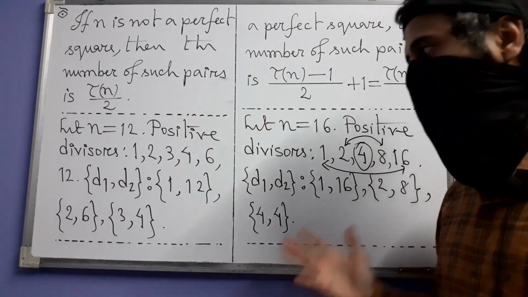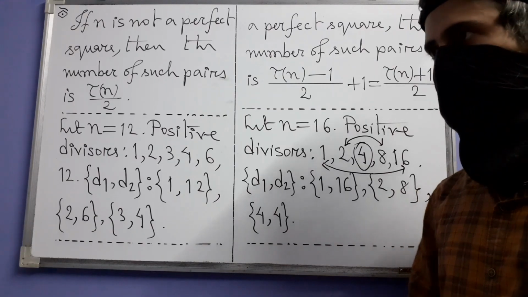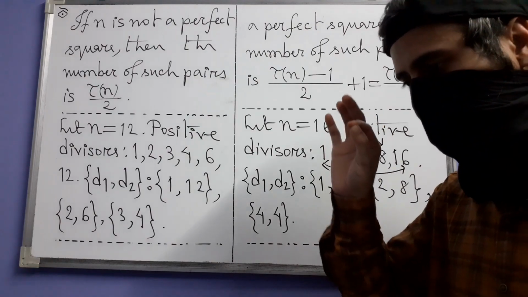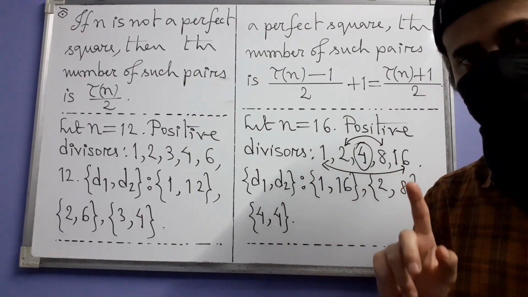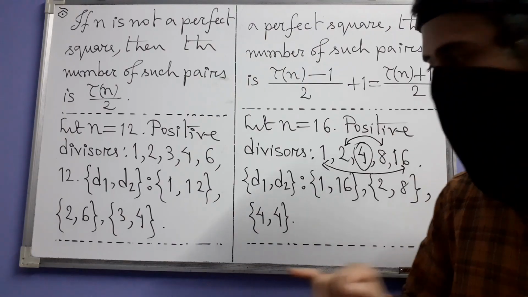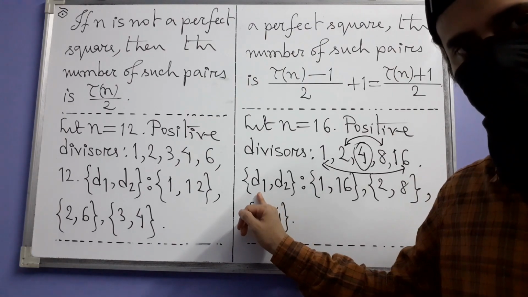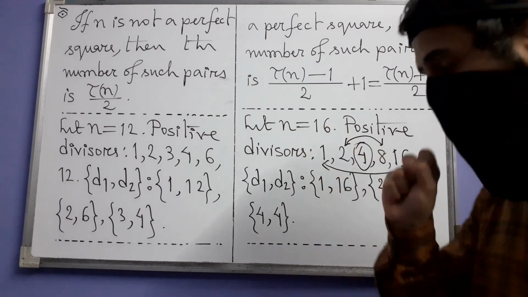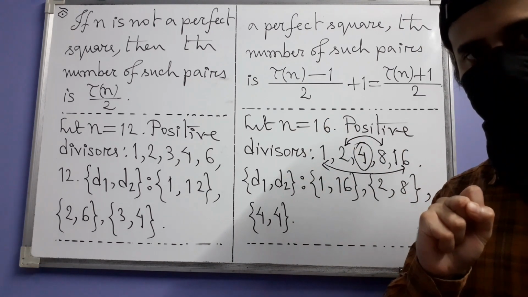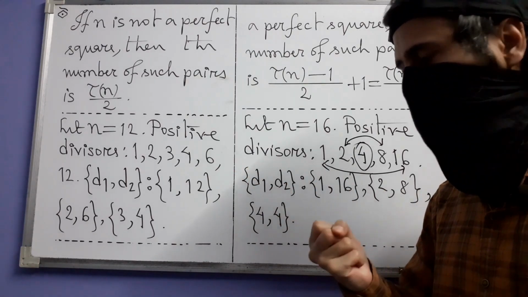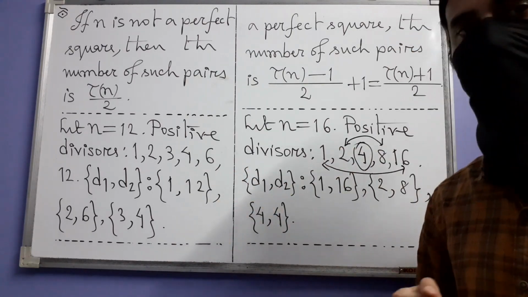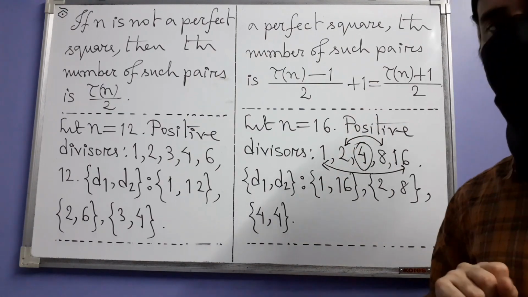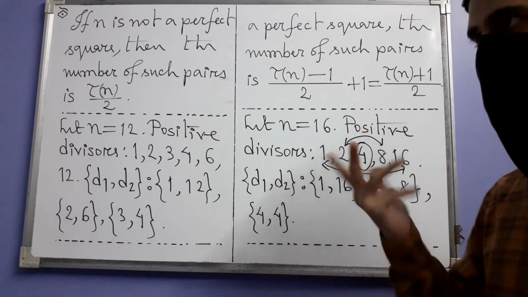Now what are we going to do with these pairs? Note that each such pair contains a divisor that is less than or equal to square root of n, and that divisor is d1, and all such divisors have been accounted for in these pairs. So by creating these pairs, essentially we are neglecting the d2s, because next we are going to talk about these d1s only. Let's see how.